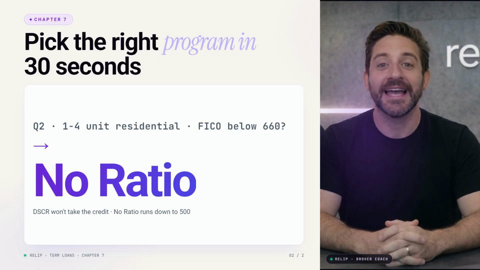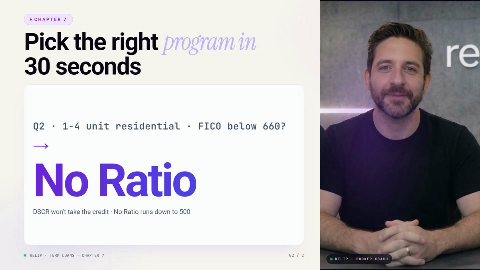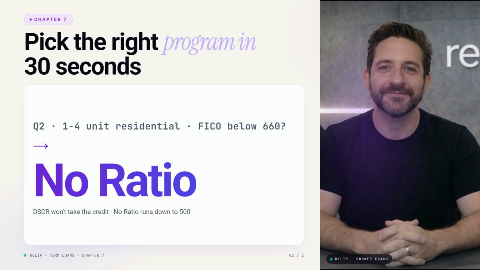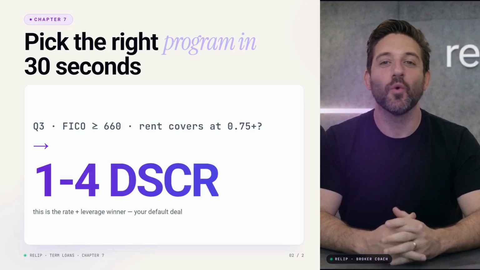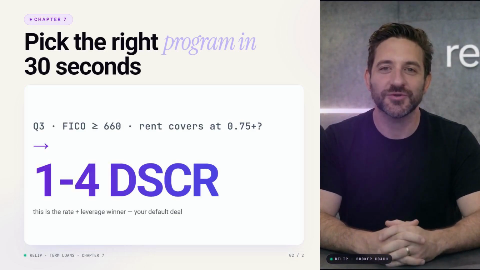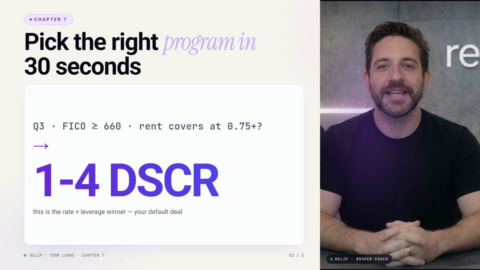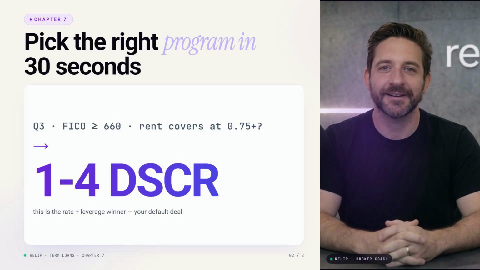Question 2. If it's a 1 to 4 unit residential property, is the borrower's credit below 660? If yes, the answer is no ratio investor. The DSCR program won't accept the credit. Question 3. Credit is 660 or higher and the rent covers the mortgage at 0.75 or better? The answer is 1 to 4 DSCR. This is the rate and leverage winner.